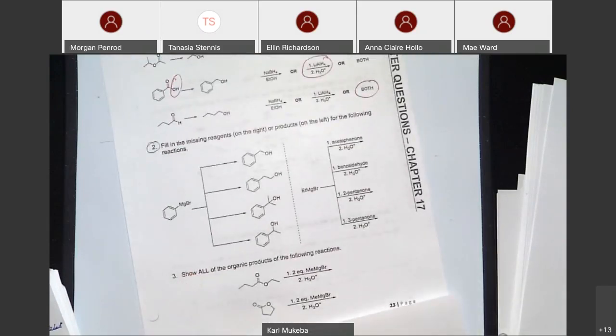So with that in your mind, you can easily answer the questions. Any questions so far? Okay, the next questions. They ask you to fill in the missing reagent on the right or product on the left for the following. So how can you fill up this one?